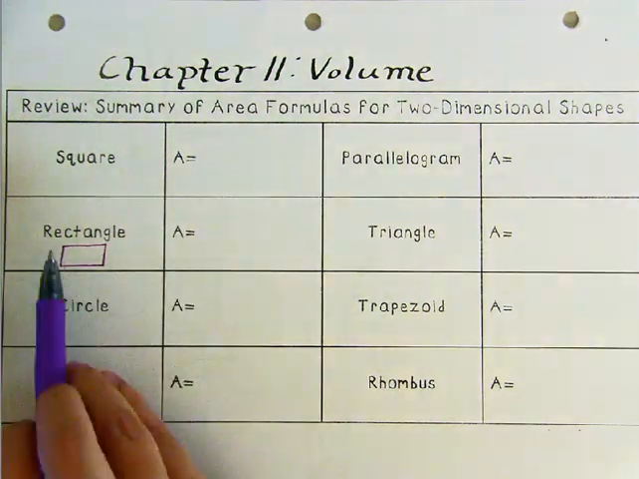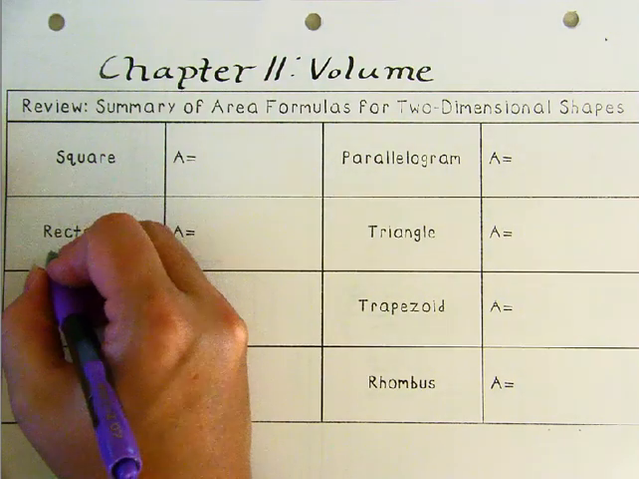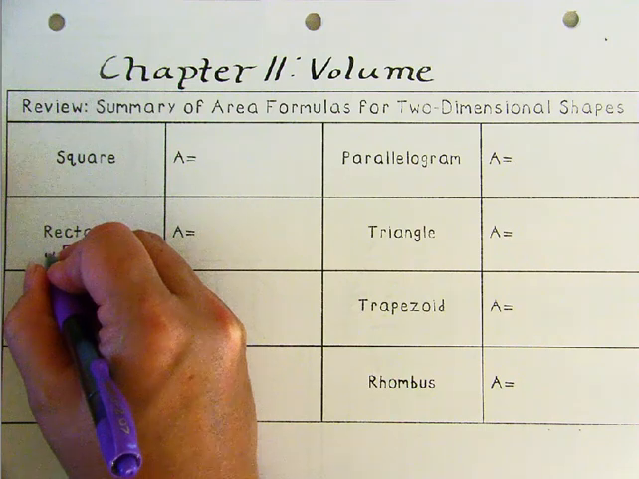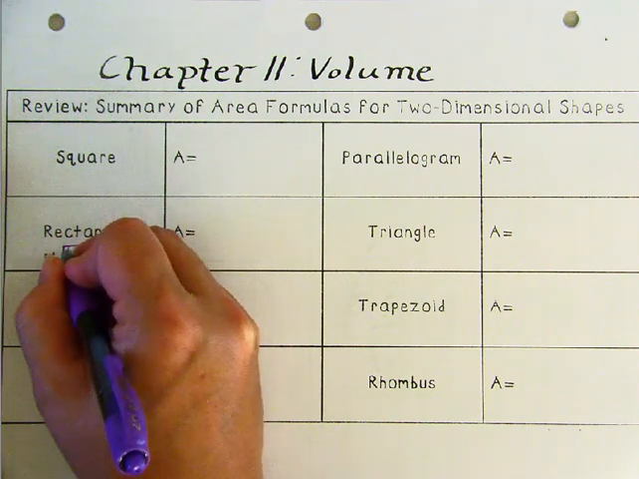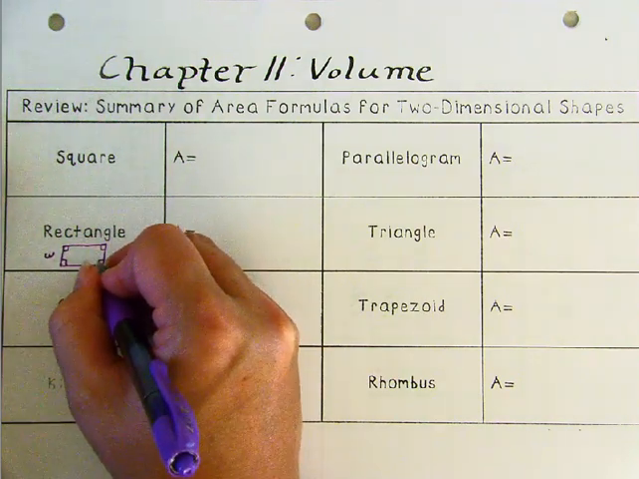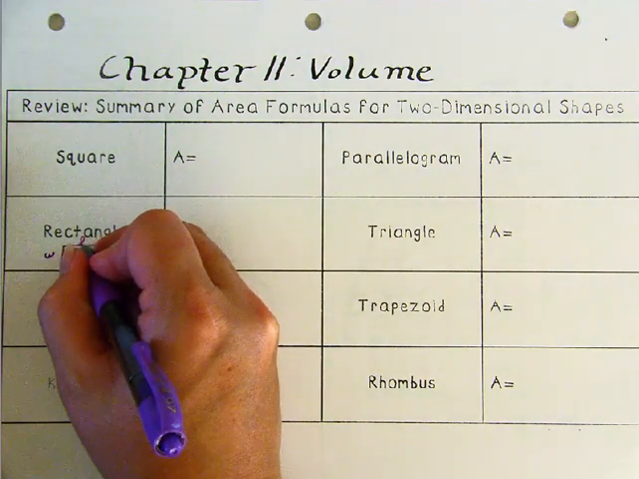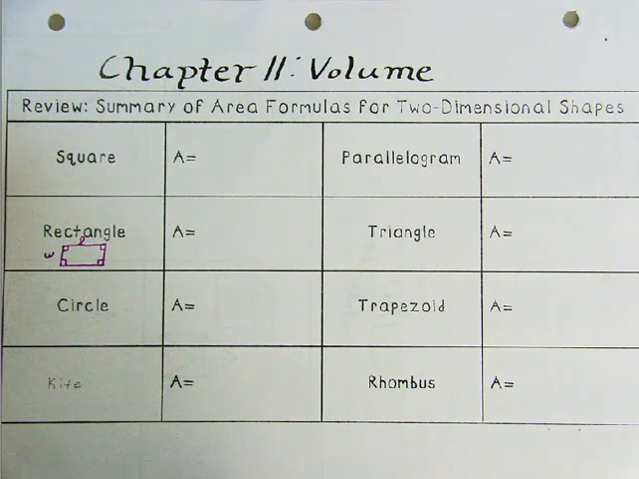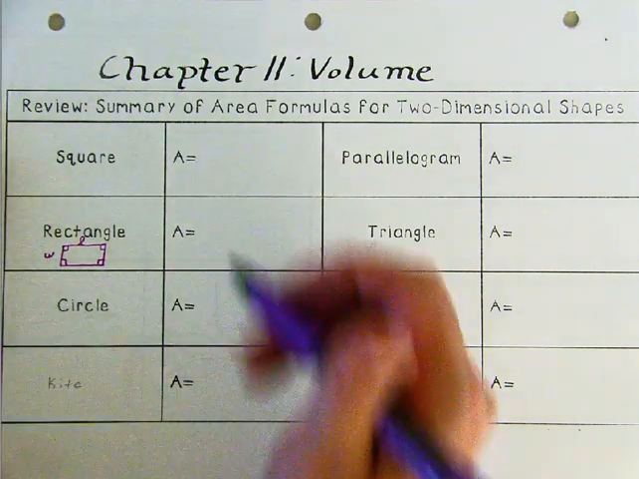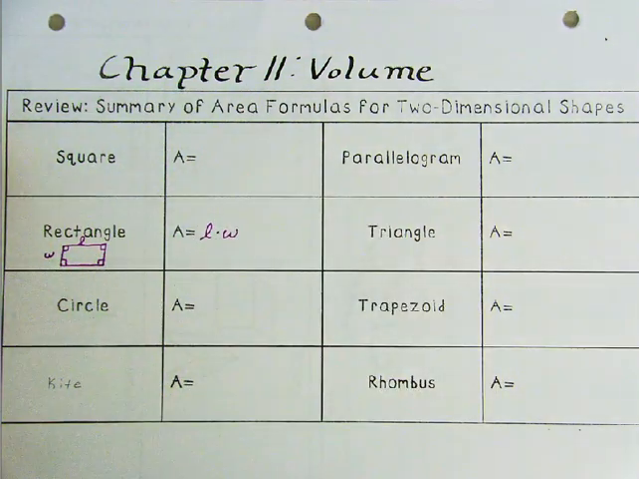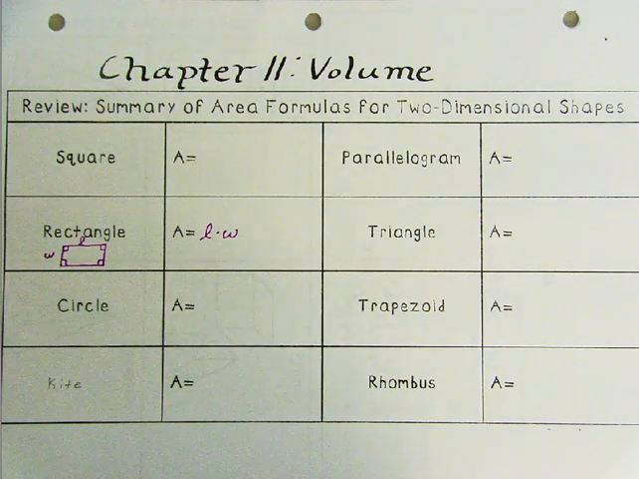So when we're dealing with a rectangle, we have two sides that are of the same length. So I'm going to call these W. And the other two sides, the top and bottom, are also the same length, so I'm going to call those L. So then when we're finding area, we're going to take our length times our width. So our L times our W. And like I said, that's probably the one that you're the most familiar with, so that's why we started there.